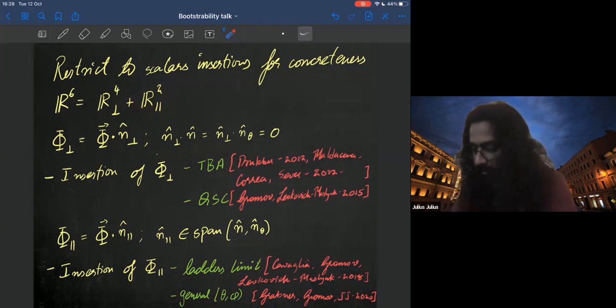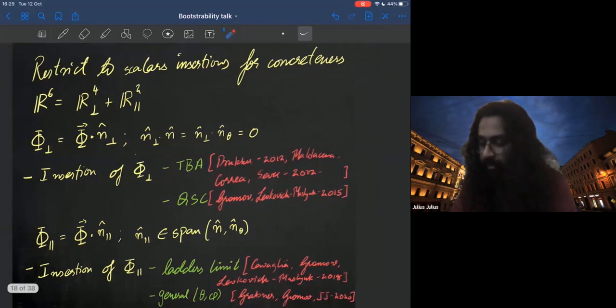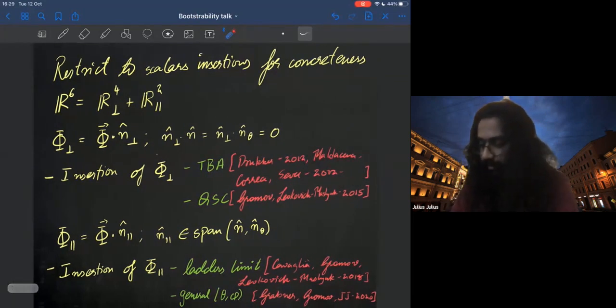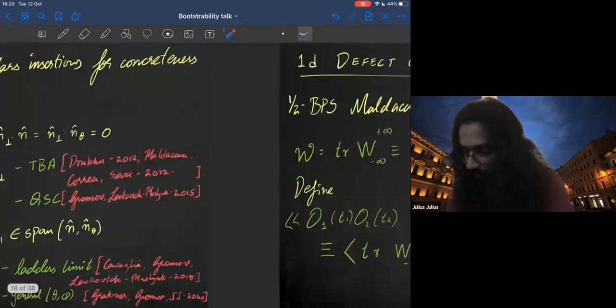Now, such insertions, in a special limit called the ladder's limit, were realized to be described by the same quantum spectral curve which was developed for orthogonal insertions in this paper of Andrea, Kolya, and Fyodor. And for general values of theta and phi, it was extended by David, Kolya, and me. The point of this slide is to tell you that the QSC description, which was developed for orthogonal insertions on the Wilson line, was extended to parallel insertions as well. And this is important, as we will see in a few slides' time.